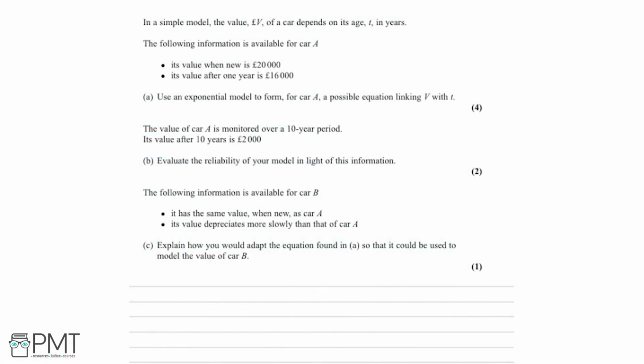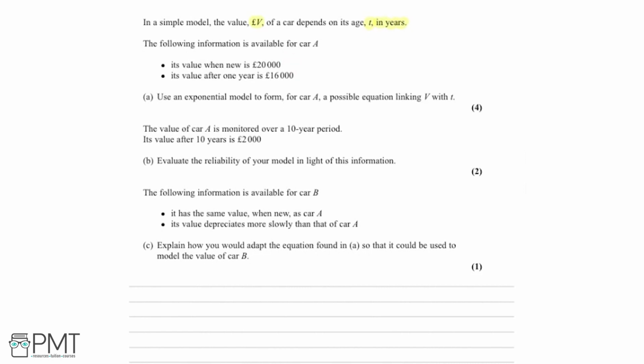Okay, so in a simple model, the value v pounds of a car depends on its age, t, which is measured in years. And we've got the following information available for car A. Its value when new is £20,000, and its value after 1 year is £16,000. So we see here the value is going down, which would make sense in the context of the question, because when you buy a new car, after time the value will eventually go down.